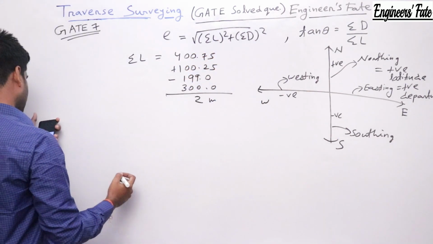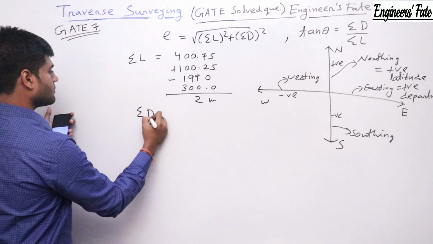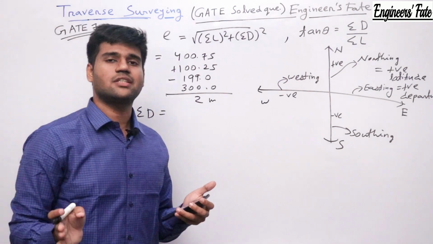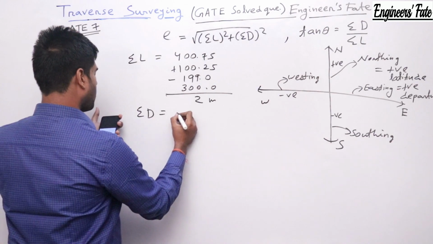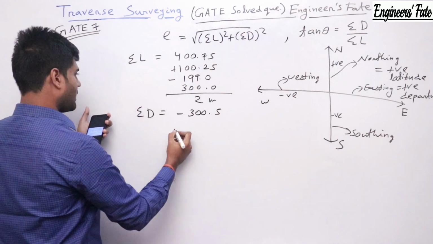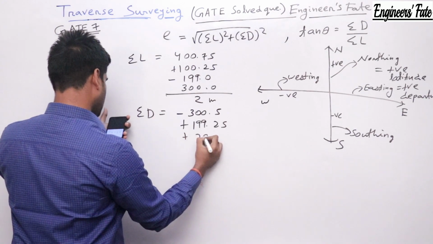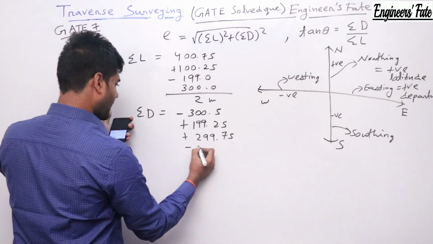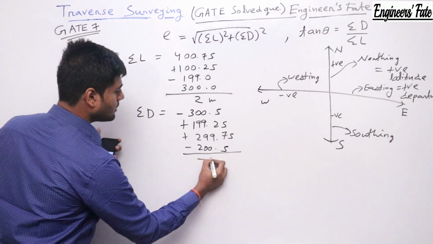Then the summation of departure will also be given. He has given the easting and westing values. So easting will be positive, westing will be negative. For point P, westing means minus 300.5. For point Q, easting means positive 199.25 plus 299.75. Again westing means negative, minus 200.5. So if you add the summation of departure, you will get minus 2 meters.